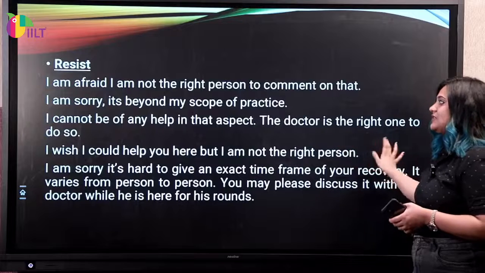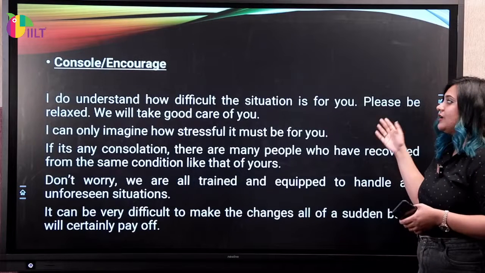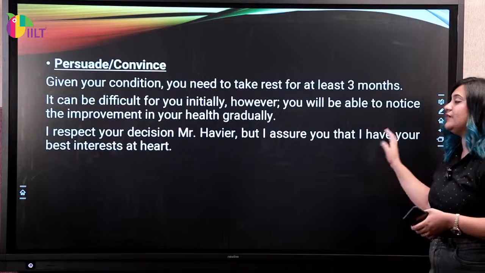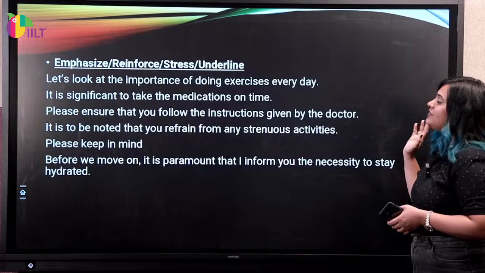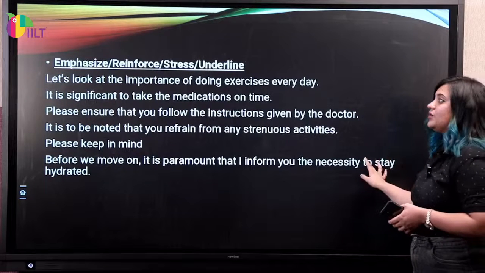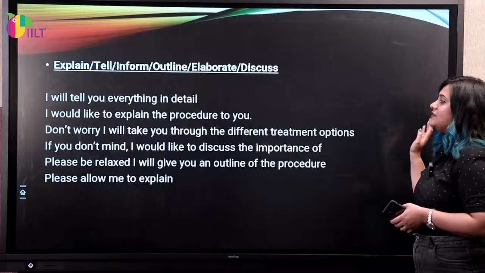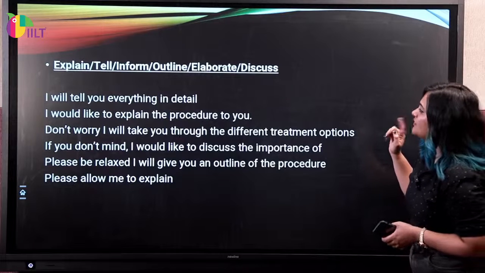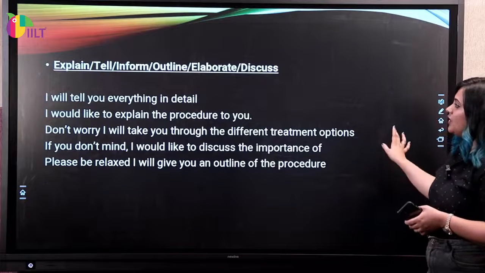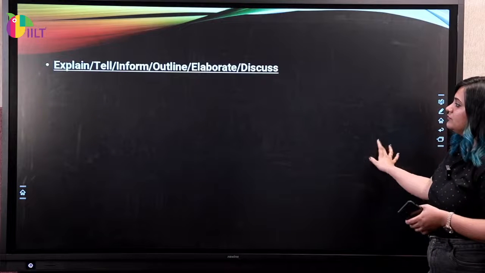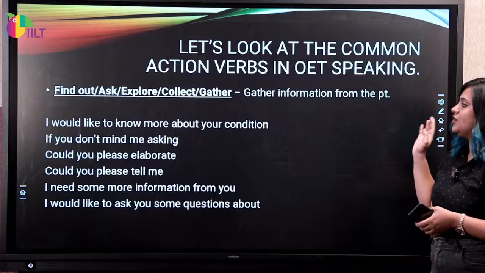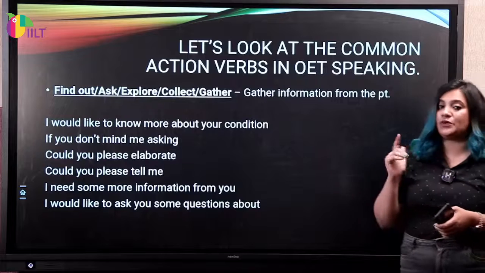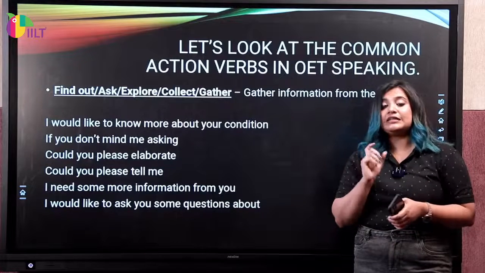We have seen resist, reassure, console, encourage, so that makes it 4. Then we have seen persuade and convince, so that is 6. Then emphasize, reinforce, stress and underline, so that makes it 10. Then explain, tell, inform, outline, elaborate, discuss, so that is 6, right? So that is 16. Then find out, ask, explore, collect and gather. So that was 5. Altogether we have seen 20 to 21 different action verbs and different ways of doing it.